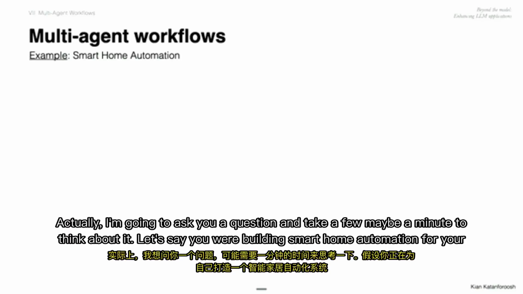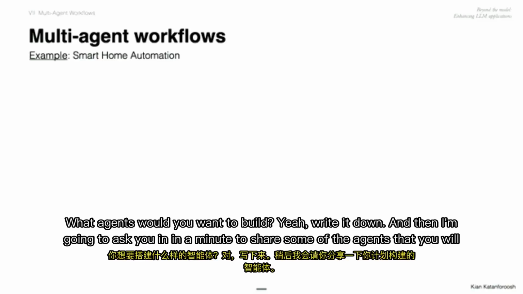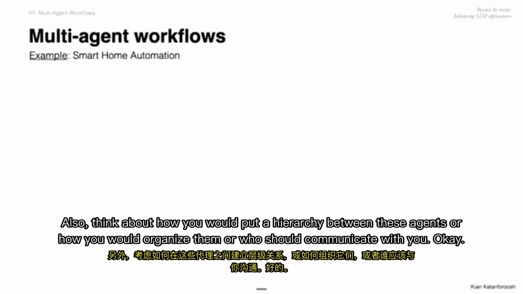Actually, I'm going to ask you a question and take maybe a minute to think about it. Let's say you were building smart home automation for your apartment or your home. What agents would you want to build? Write it down. And then I'm going to ask you in a minute to share some of the agents that you would build. Also, think about how you would put a hierarchy between these agents or how you would organize them, or who should communicate with who. Okay, take a minute for that. Be creative also, because I'm going to ask all of your agents and maybe you have an agent that nobody has thought of.